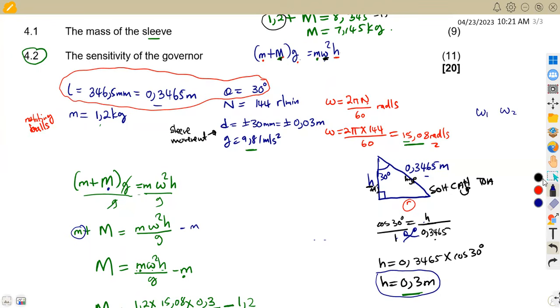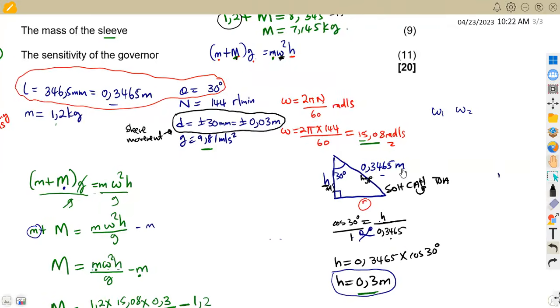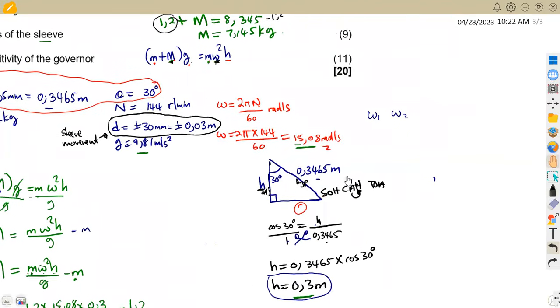That is from the sleeve movement that we are given. Remember, there is a sleeve movement that we are given in this case. So that means we are going to calculate that H1. In this case, I'm just going to make H the subject from this one.